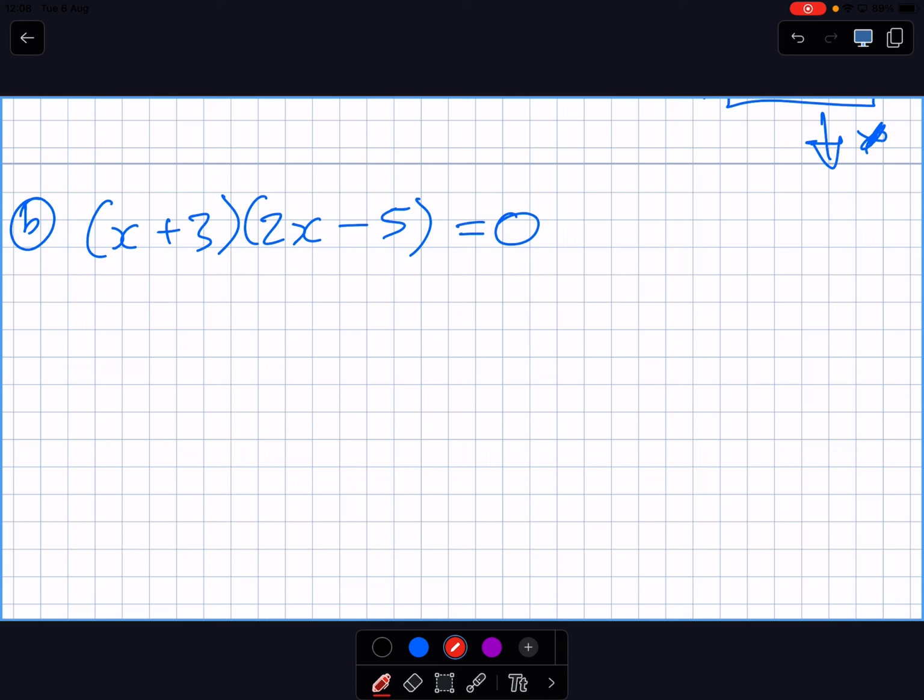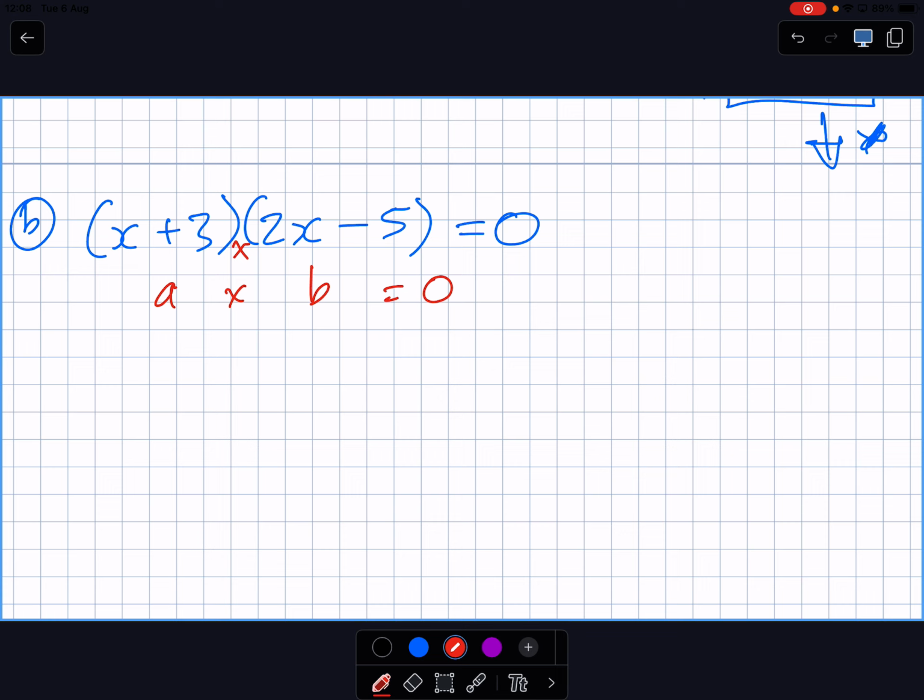Looking at this one, what's the sign between those brackets? Times. So in this situation, what is my A? x plus 3 is on the left, so that's my A. What's my B in this situation? 2x take 5. So we have the situation that you had Null Factor Law. I've got two things times by each other equals 0. So according to Null Factor Law, either A could be 0 or B could be 0.